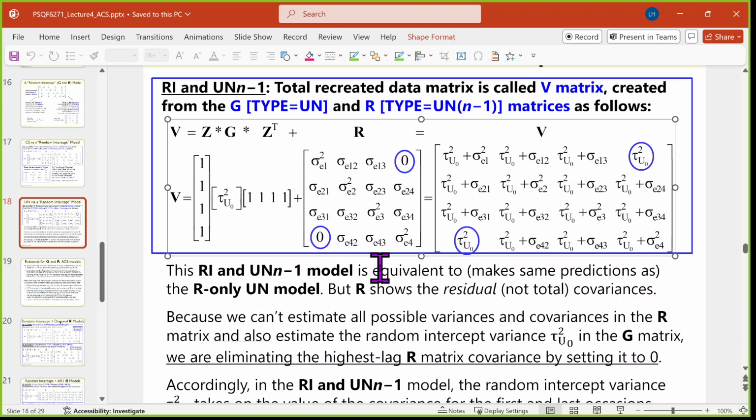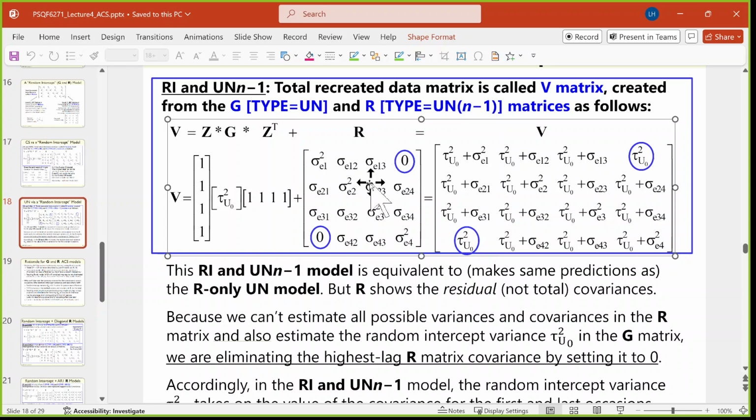But you can't spend all possible parameters. You can't estimate everything separately and still have room for a random intercept variance left over. So to make sure that we don't go overboard, get overdrawn from our account, so to speak, we shut off the last lagged relationship. So the first occasion and the last occasion in the R matrix are set to be uncorrelated. What we are saying is that they're not uncorrelated. They're uncorrelated after controlling for person mean differences via the random intercept variance. So random intercept variance is the only reason that occasion 1 and occasion n are correlated.